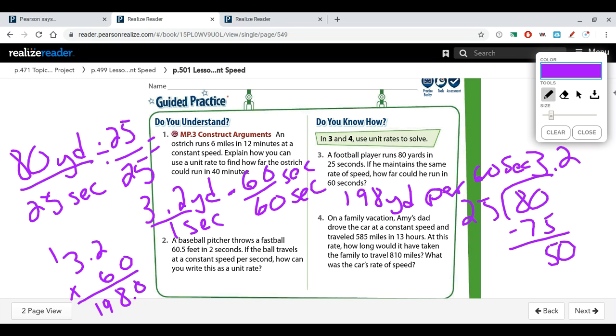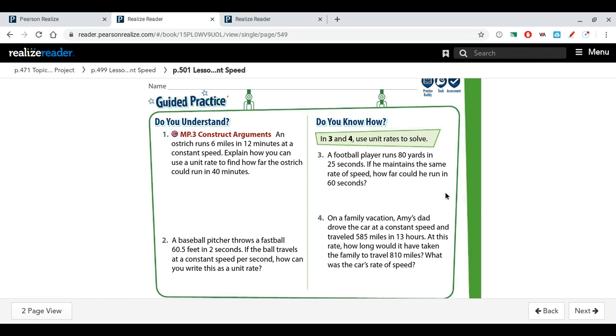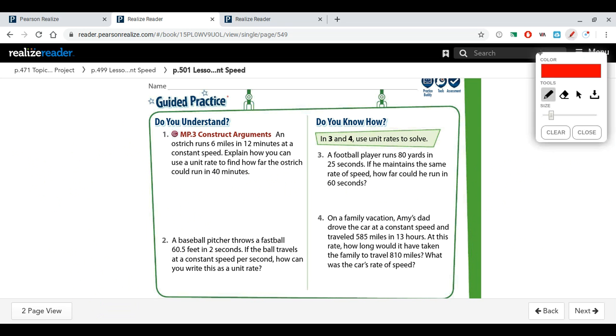Okay. All right, take a look at the last problem. It says on a family vacation, Amy's dad drove the car at a constant speed, so the speed doesn't change. So he got to the speed he wanted and set that cruise control and traveled 585 miles in 13 hours. At this rate, how long would it have taken the family to travel 810 miles? What was the car's rate of speed?